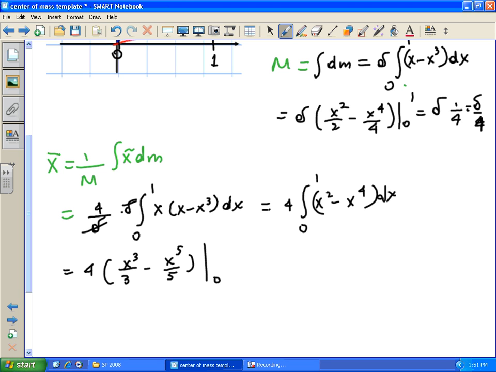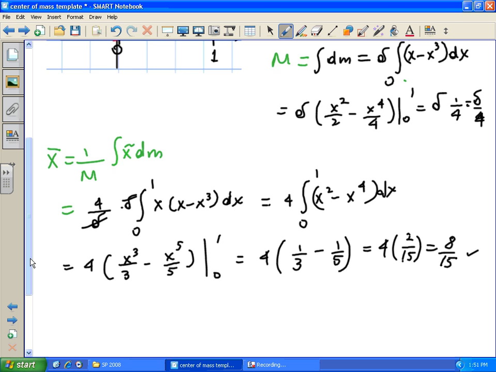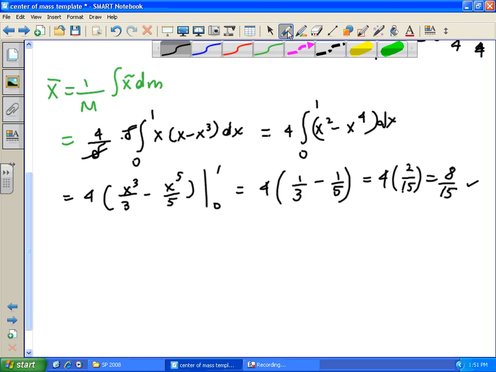So we integrate and plug in our limits. So if we get common denominators, we're going to have 5 minus 3, or in other words, 2 over 15 times 4, that's 8 over 15. Okay, any questions about this before we also get the y bar? Any questions about x bar? Anybody got that? All right, let's also get the y bar.